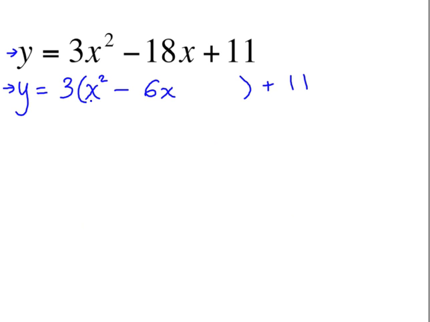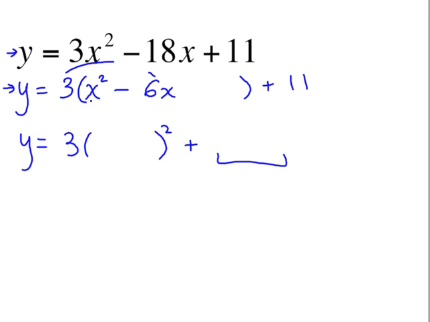3 times x squared is 3x squared. 3 times 6x is 18x. And we have our plus 11. So then I'm going to write what I would call our goal line. Our goal is to have 3 times the perfect square and then plus something out here.